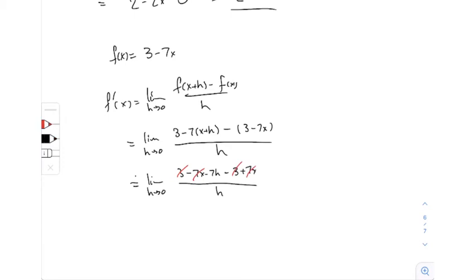And then we cancel the h. And all that's left over this time is just a number. It says minus 7h divided by h. The h's cancel. Get minus 7.